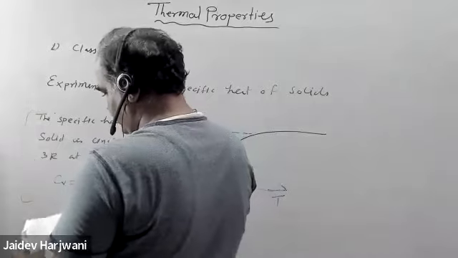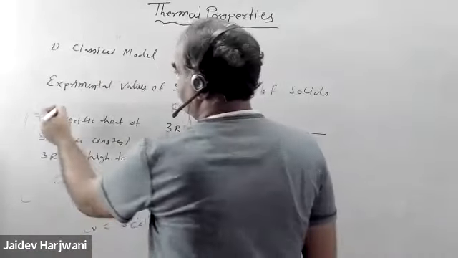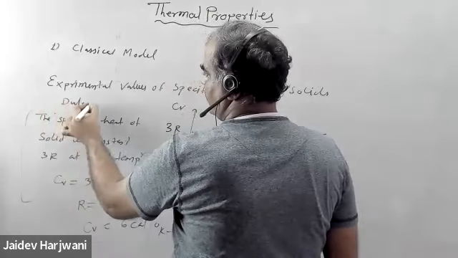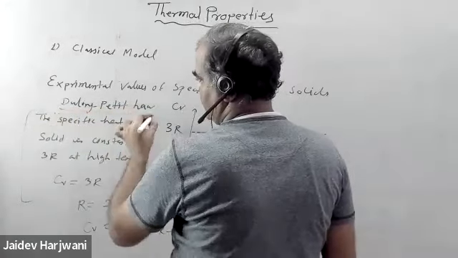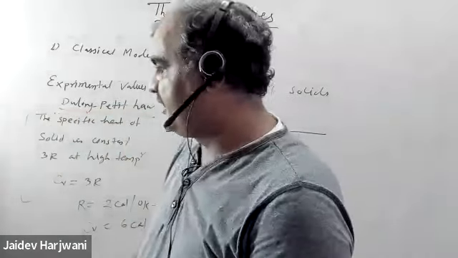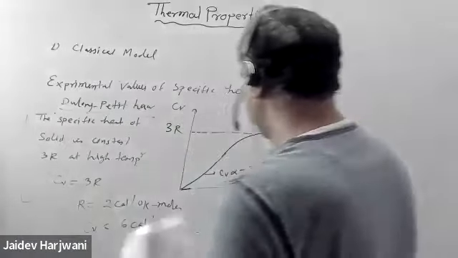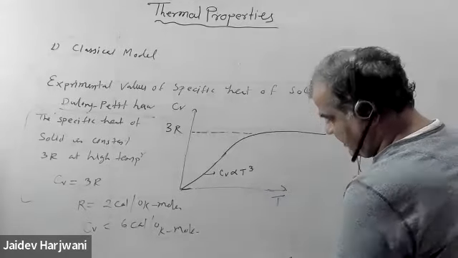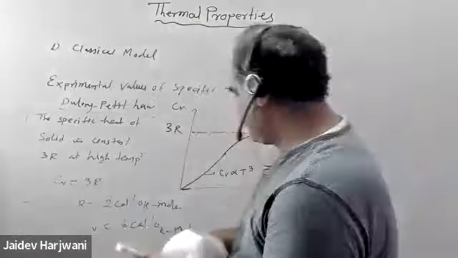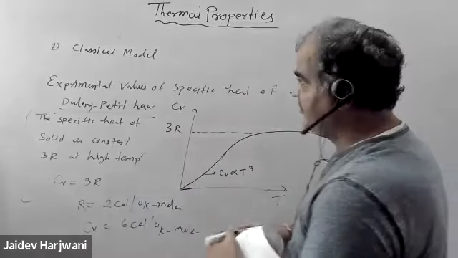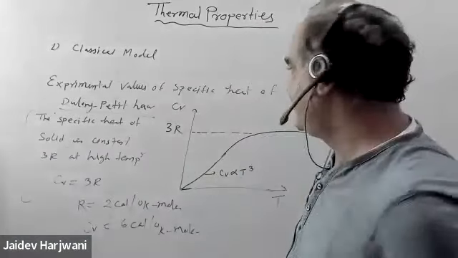This is called your Dulong-Petit law, that specific heat at high temperature is constant. Now we'll take the models one by one and see how each model can explain the specific heat. So first is classical model, second is Einstein model, and third is your Debye model.